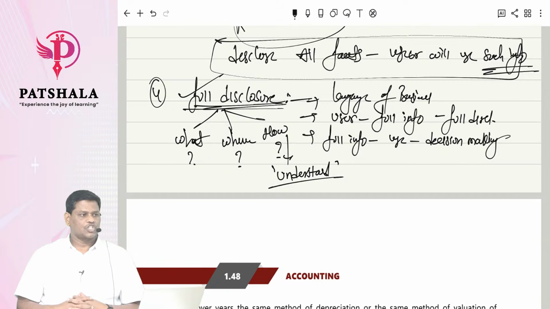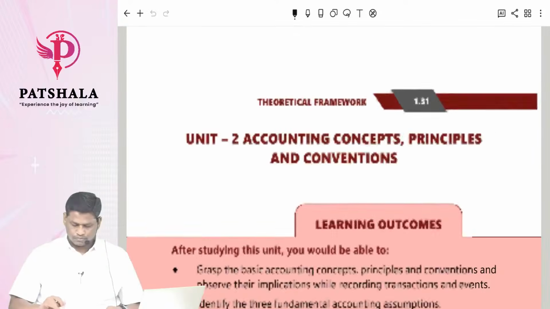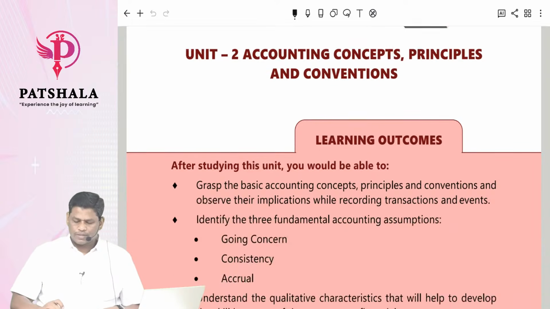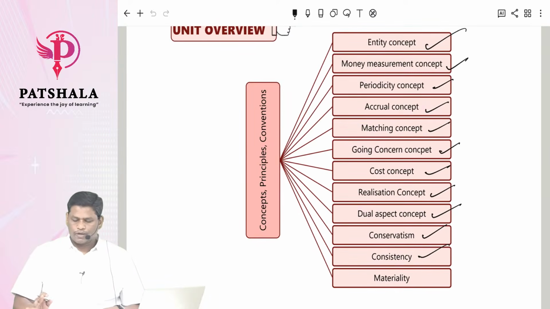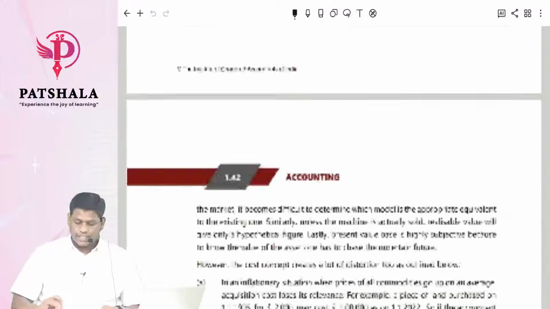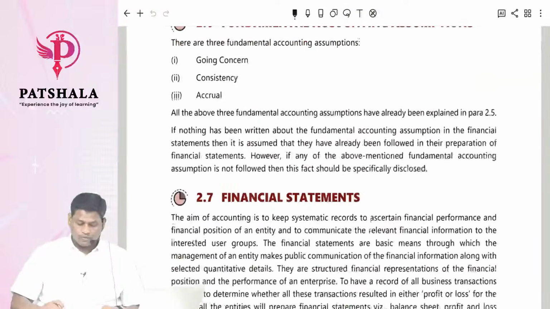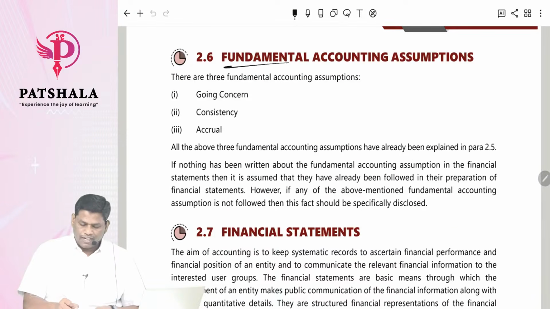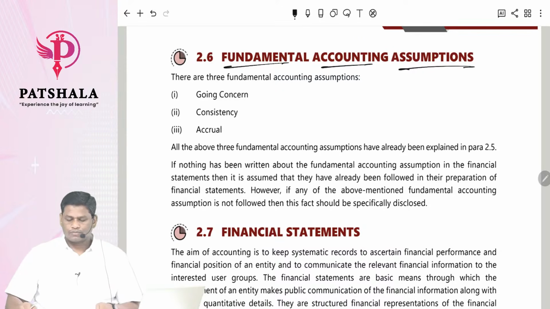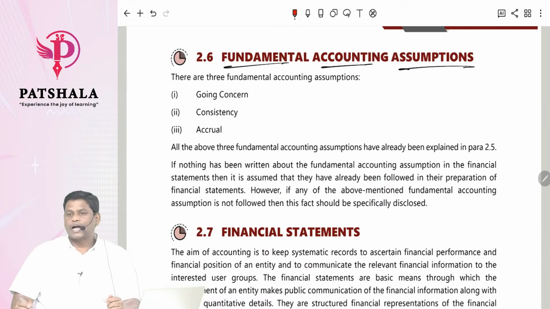Okay? That's it. This is what your accounting principles are: accounting principles, concepts and conventions. So all accounting principles, concepts and conventions we have done now, including materiality. Right. Next heading. Write this: fundamental accounting assumptions.